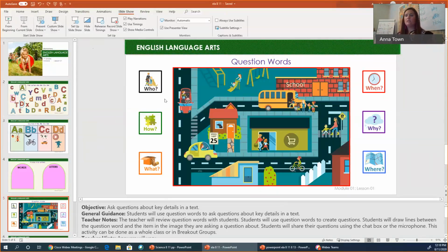Those are our question words. Who, how, what, when, why, and where. Where is place. Why is describing what happened and for what reason. When is the time. What is what they are doing. These kids are playing. How? How did they get to school? They got to school by a bus. And who is the characters? The people or the animals?